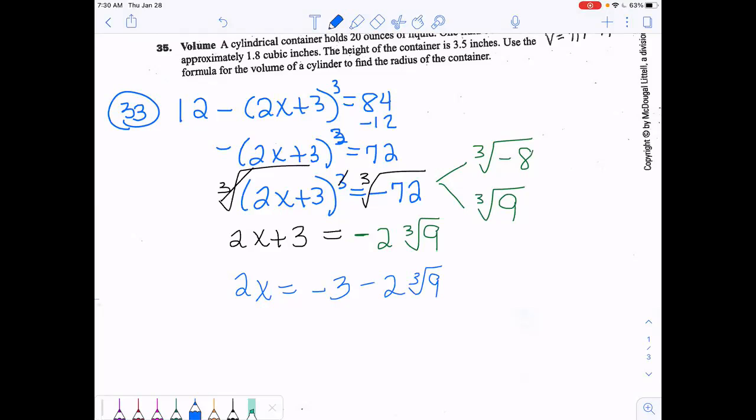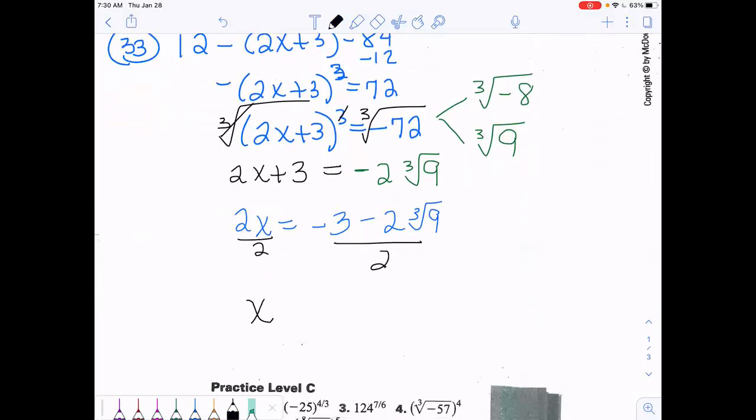And finally, to get x by itself, we have to divide all of it by 2. So my answer is negative 3 minus 2 cube root 9, all divided by 2. And you can keep it like that. Remember, if I divide one of them by 2, I have to divide the other by 2. So with the fraction, whatever you do to one thing, you have to do to every single part of the fraction, all pieces in the numerator and the denominator.